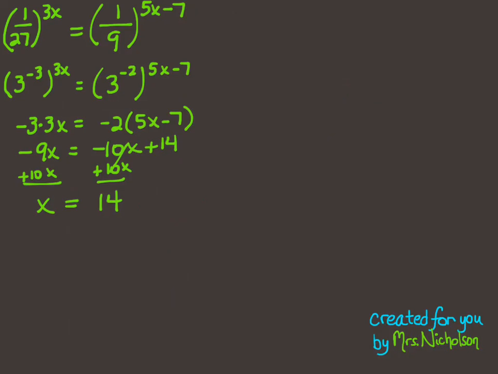On the next one, if you were successful, you should have ended up with x equal to 14. So here with our bases of 1 over 27 and 1 over 9, we rewrote both of those as a base 3. 1 over 27 is 3 to the negative 3, and 1 over 9 is 3 to the negative 2. And then I set my exponents equal to each other and solved the equation from there. Let's look at the next example.